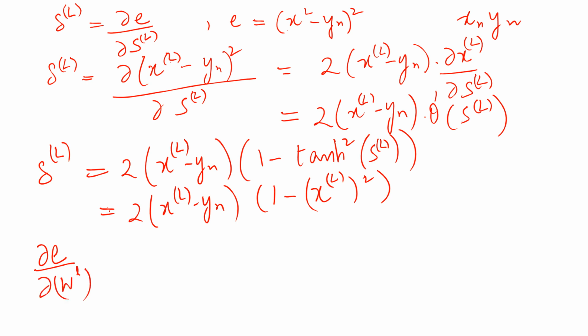And how can I do that? Well, I can do that because that is nothing but X_{L-1} times delta L, and I just got that delta L from this equation. So what exactly are we doing? Let's try to illustrate that if we can.